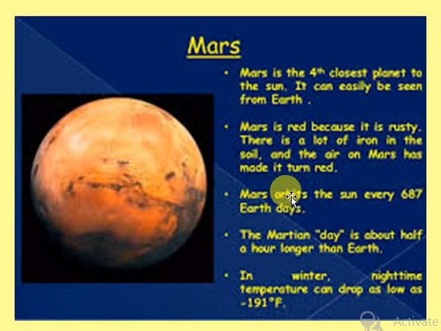So let us move to Mars now. You know that, look at the image carefully. It looks red. So what do you call it? You can even call it the red planet. So it is known as the red planet because of its color. So Mars is the fourth closest planet to the Sun. It can easily be seen from Earth. Mars is red because it is rusty. There is a lot of iron in the soil, and the air on Mars has made it turn red.